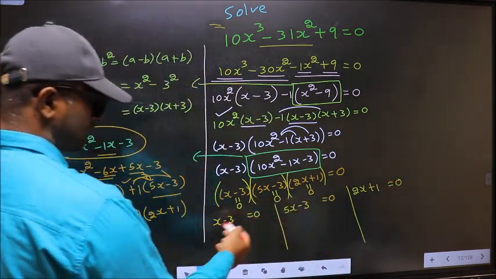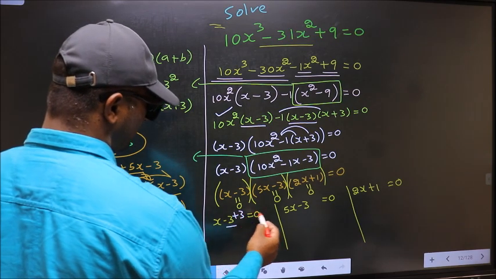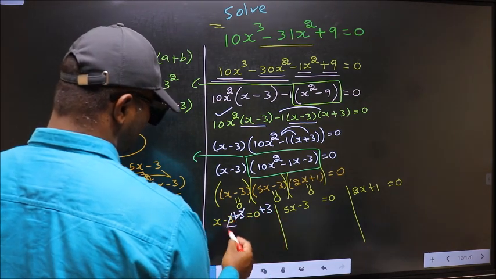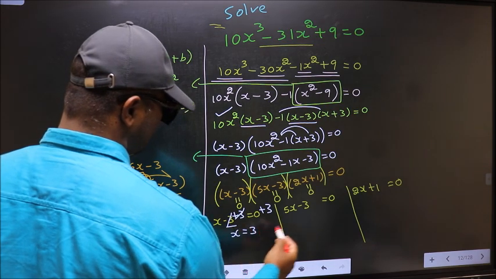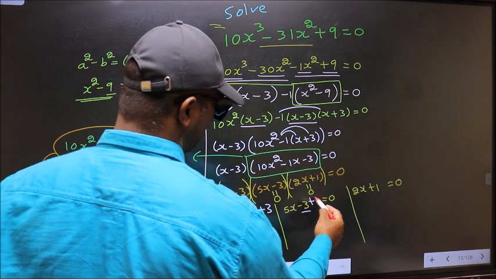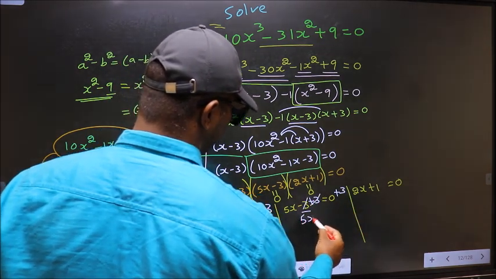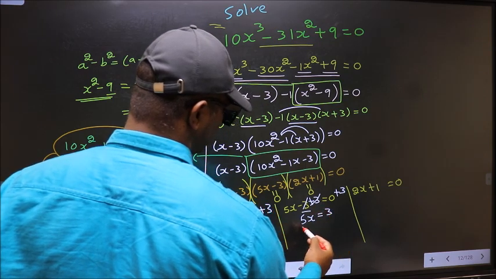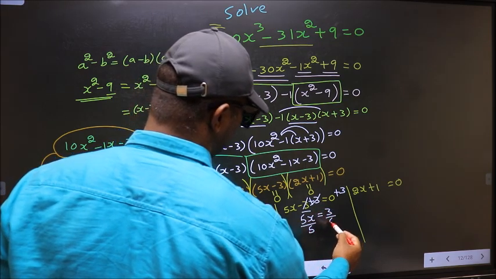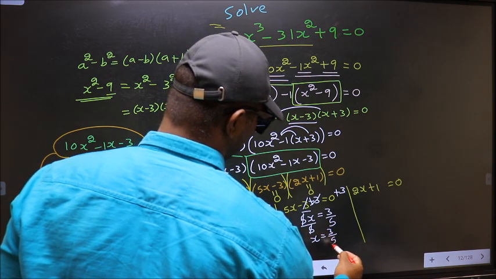Now to get x value from here, we should remove minus 3, so add 3. We get x equal to 3. Now here, first we should remove minus 3, so add 3. We get 5x equal to 3. Now we should remove 5, so divide by 5. We get x equal to 3 by 5.